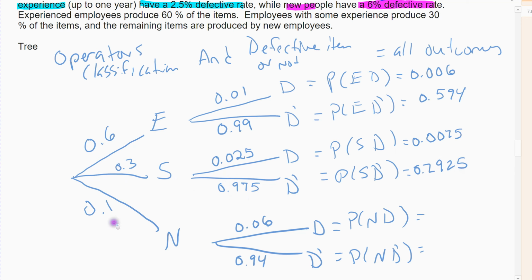Alright, then the new guys, 0.1 times 0.06, so 0.006. Now, the new people produce the same amount of bad items as the experienced, but remember, they're producing a lot fewer. They're only producing 10%. 10% of theirs comes out to the same. These guys are producing 60%. Right, so keep that in mind when you're thinking about these numbers. All right, then the last one is 0.1 times 0.94, which is 0.094. So make sure you're careful. These are kind of long and big, and so make sure you're very careful when you're typing or writing these down, that you've got those zeros in the right place.